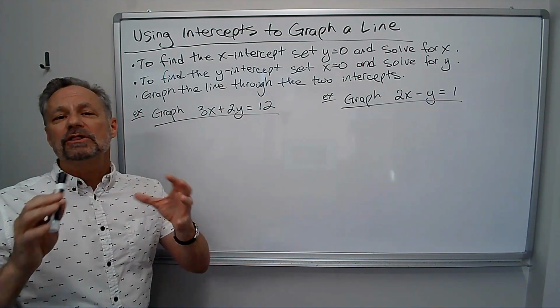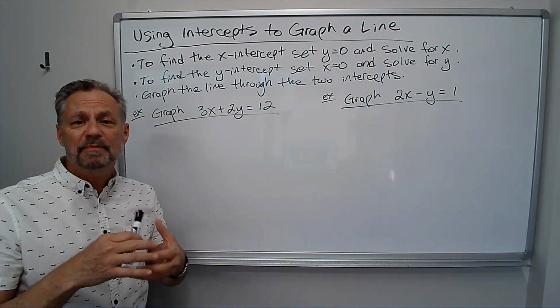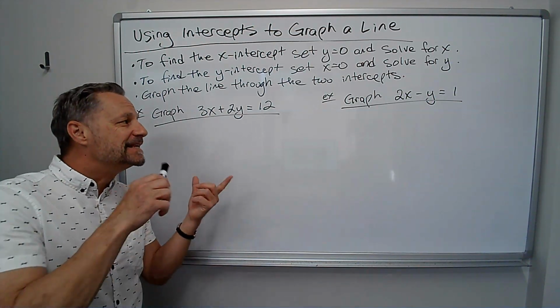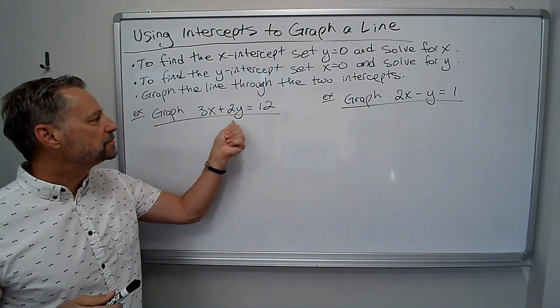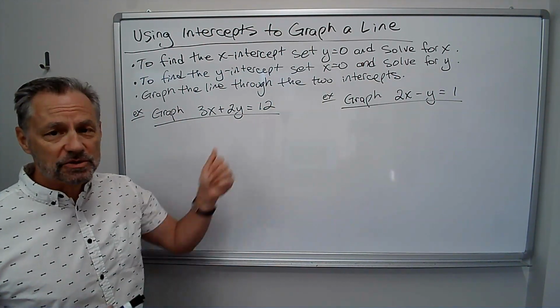Now, not all lines have both an x- and a y-intercept, but we'll deal with that in another video. This video is lines that do. Okay, so graph 3x plus 2y equals 12.